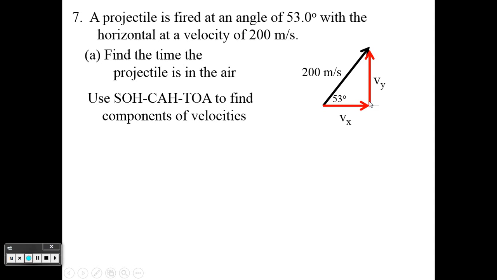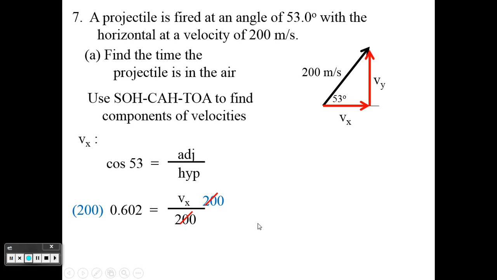Usually, you need both components in the problem. So I'm just going to go ahead and solve for v sub x anyway. Cosine is adjacent over hypotenuse. That's what my calculator gave me for the cosine of 53, equal to v sub x over 200, multiplied by 200, and v sub x equals 120 meters per second.